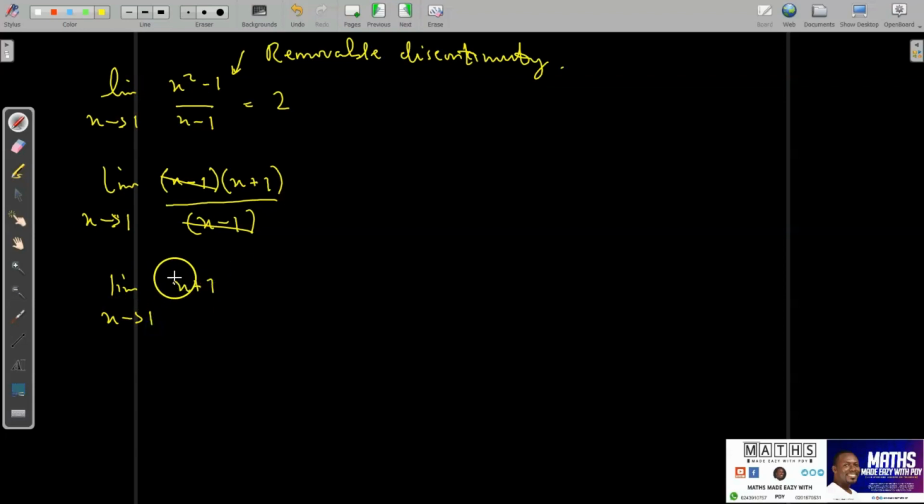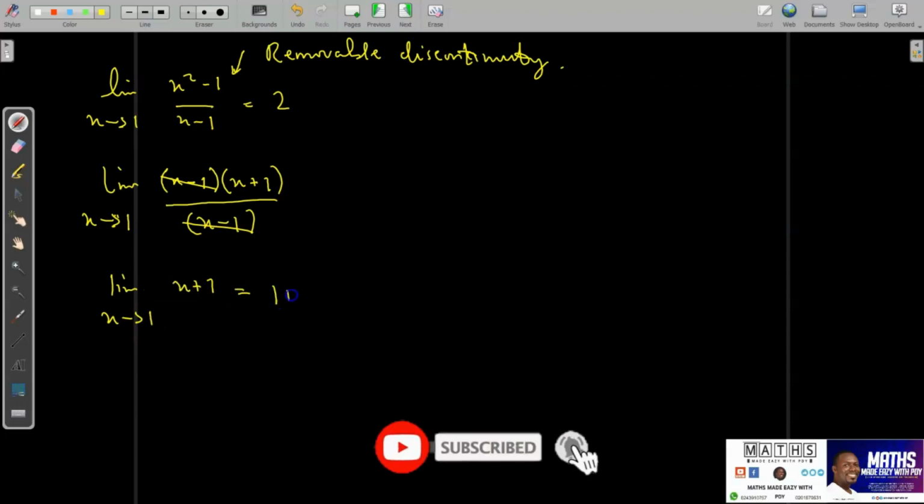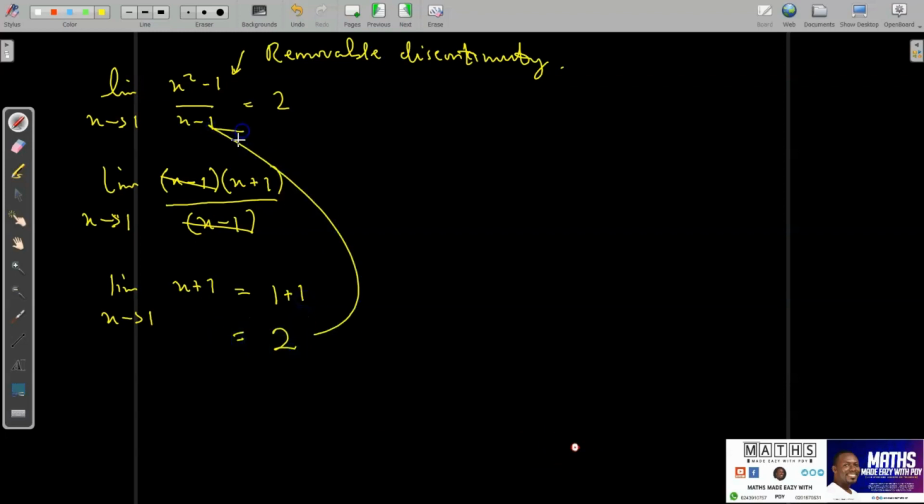And at this point, whatever we have here as a function does not have an undefined solution, isn't it? So what must we do to get our answer? We substitute 1 in place of x. So that's going to give us 1 plus 1. And that's the answer, 2. And that's what we see up here.